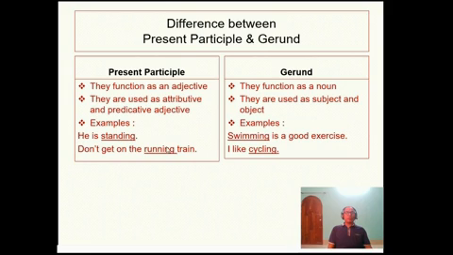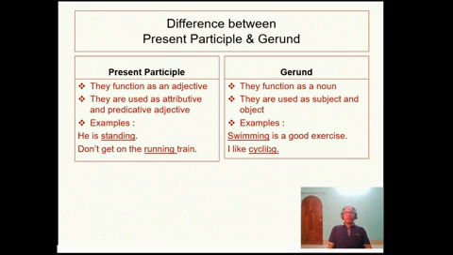Here you find examples of present participle. He is standing. Here standing is modified by be verb, and together with be verb it shows present continuous tense, and this is working as an adjective. Don't get on the running train. Here running is an attributive adjective and standing is a predicative adjective. So present participle can be used both as predicative and attributive adjective.